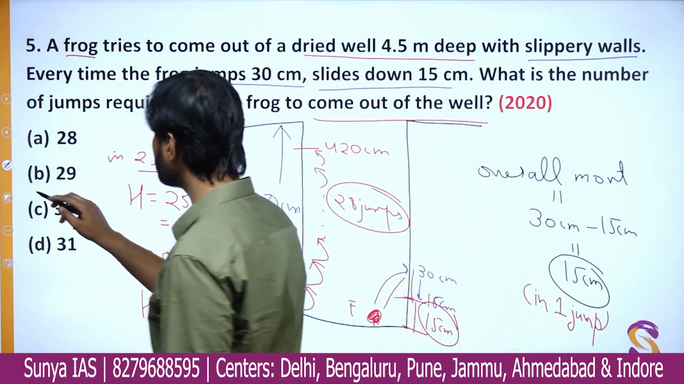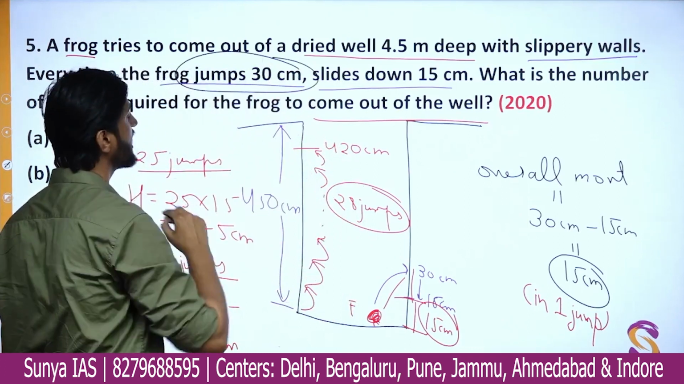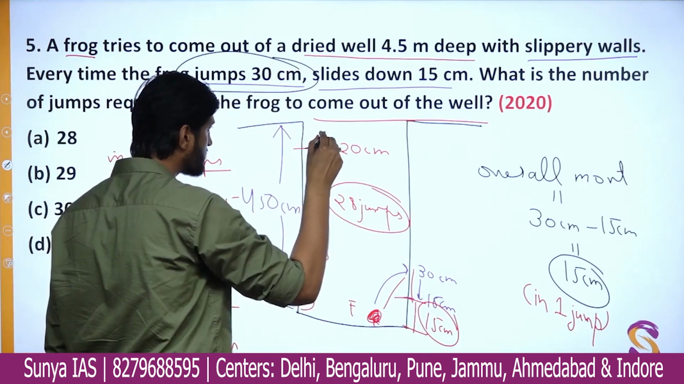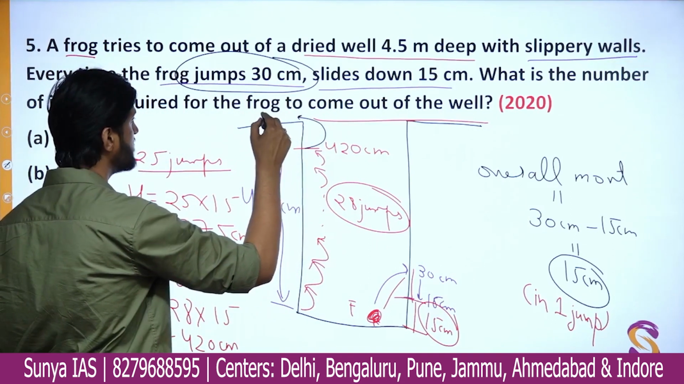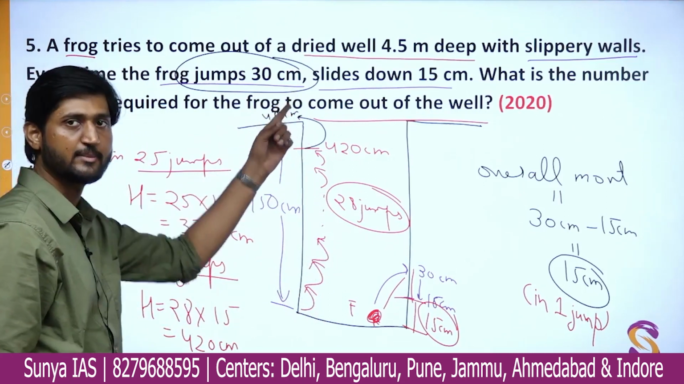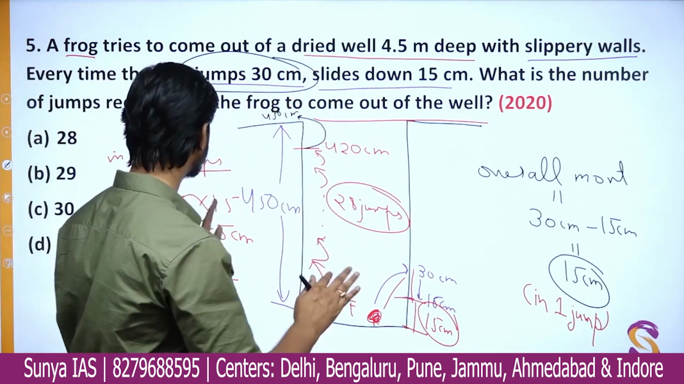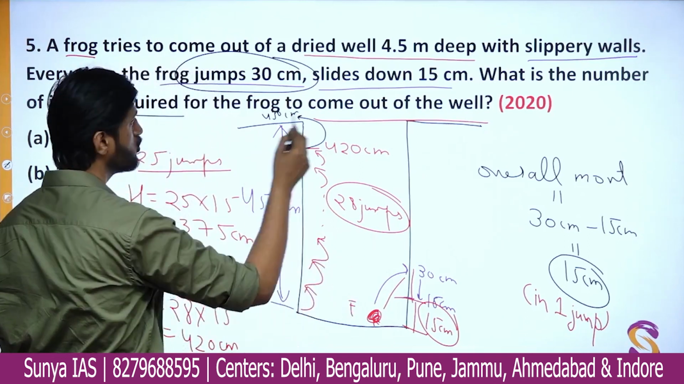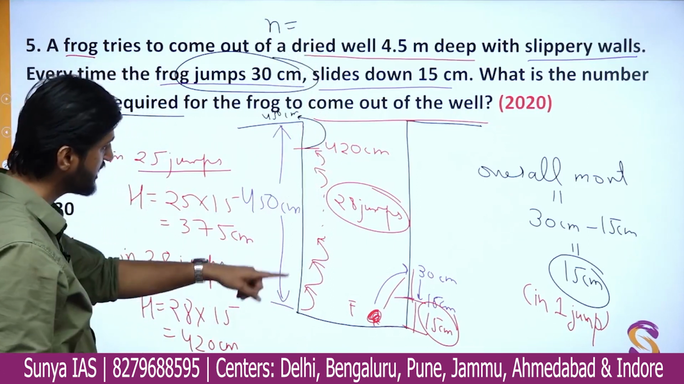Now since he is at 420 centimeter and in the first jump he jumps a height of 30 centimeter, in just one jump he will be able to come out of the well and reach a height of 450 centimeter. Okay, in this case he will not slip down because he will just escape from the well. So the number of jumps required to come out of the well will be, let us call the number n. So we need 28 jumps.